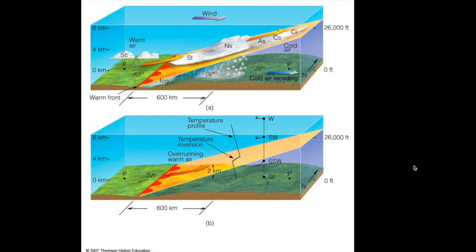Bingo. Okay, so here again, I kind of like these pictures. I don't think we were able to draw pictures quite as good as this, but that's basically the idea. As it gets pushed up, it's going to reach the dew point, it's going to condense, and it's going to rain or snow. A warm front.